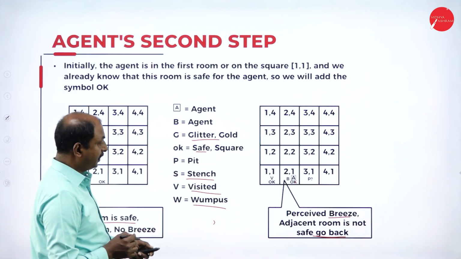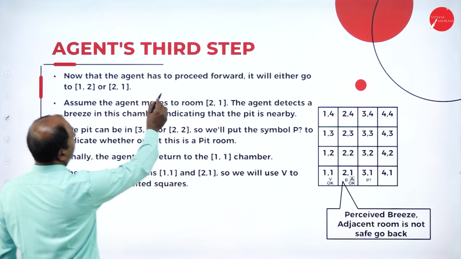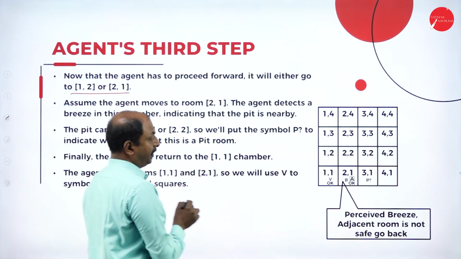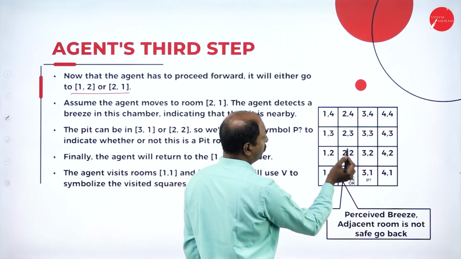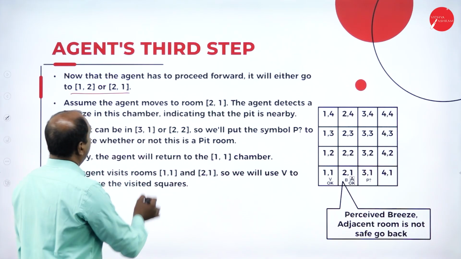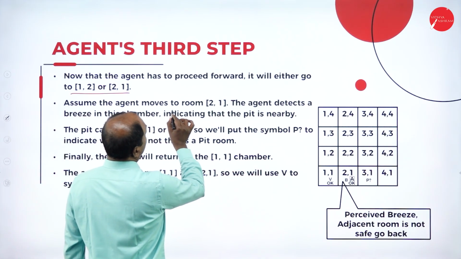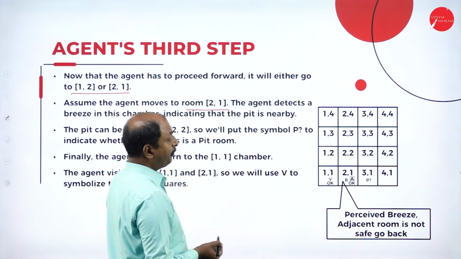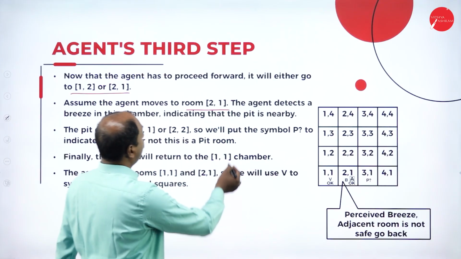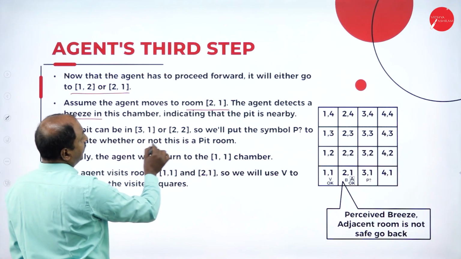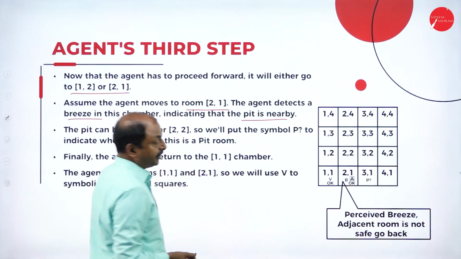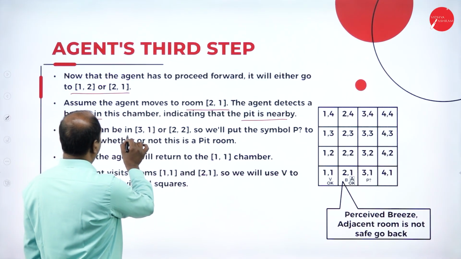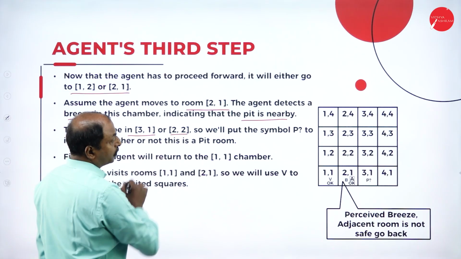So based on that, what will the agent do? The agent has to proceed forward. It will either go to 1, 2 or 2, 1. From here, either he can go to 1, 2 or 2, 1. And assume that the agent moves to room 2, 1. What is the condition? He perceived the breeze, indicating there is a pit nearby, as per the condition of the problem. Now, the pit can be in 3, 1 or 2, 2.